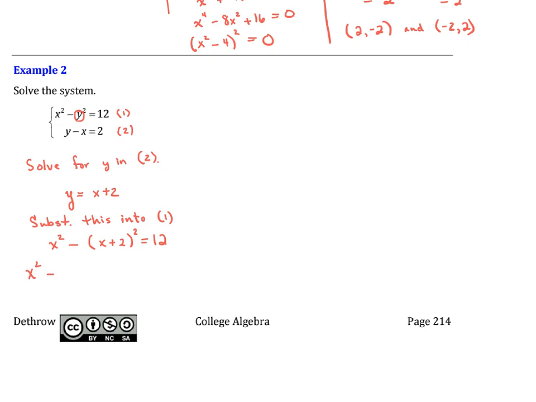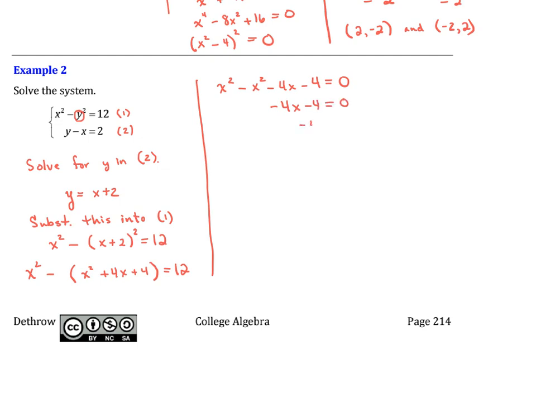So x squared minus, now to square x plus 2, we can take that times itself, and that would be x squared plus 4x plus 4. That's just from FOIL, x plus 2 times x plus 2. Make sure it's in parentheses, because now we're going to distribute the negative. So x squared minus x squared minus 4x minus 4 would equal 0. That gives us -4x minus 4 equals 0. So that means negative 4x would equal 4. So x would equal negative 1.